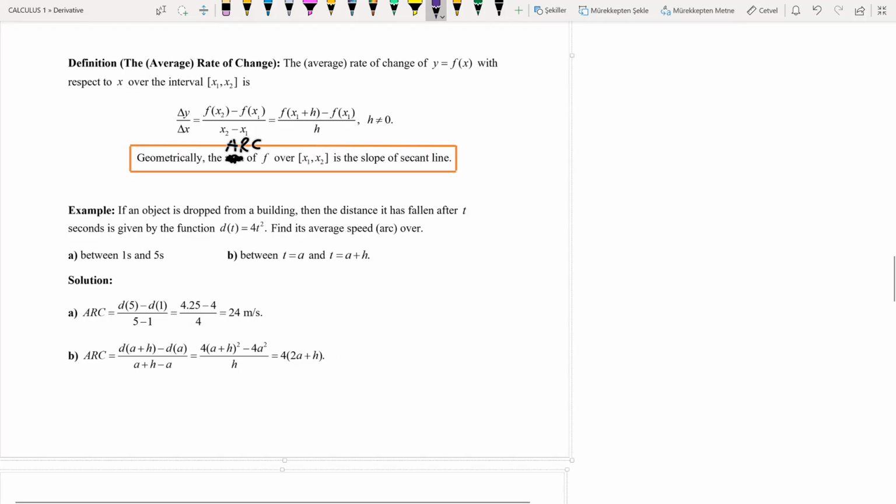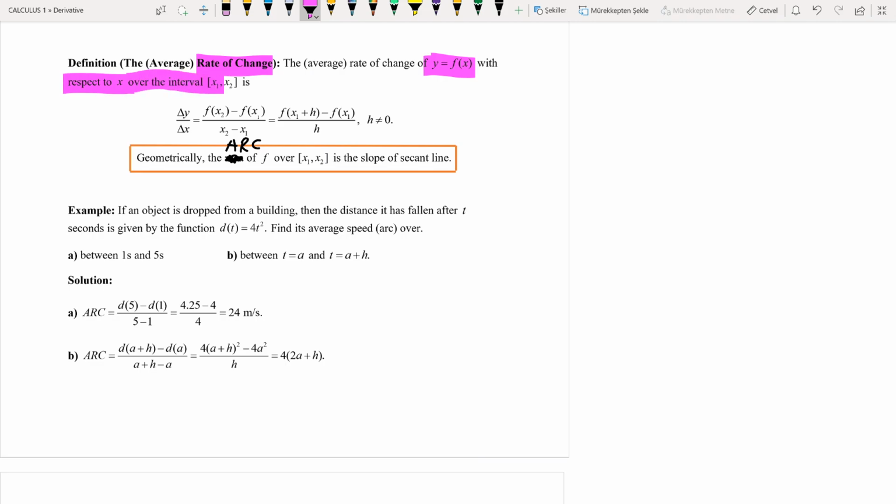Hi everyone, in this lecture I will introduce the notion of rate of change, which is strongly connected to the derivative. The average rate of change, or shortly rate of change, of a function f of x with respect to x over the closed interval x1, x2 is given by delta y over delta x. I think you are familiar with delta y over delta x.